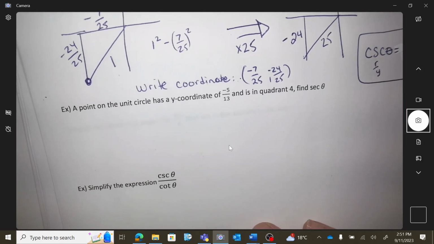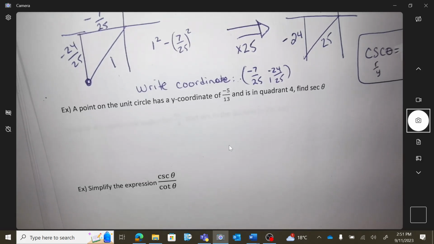Are you okay if I skip the next question? It's the exact same. You're good with how I blew it up and then shrank it down? Okay, then just the last one.